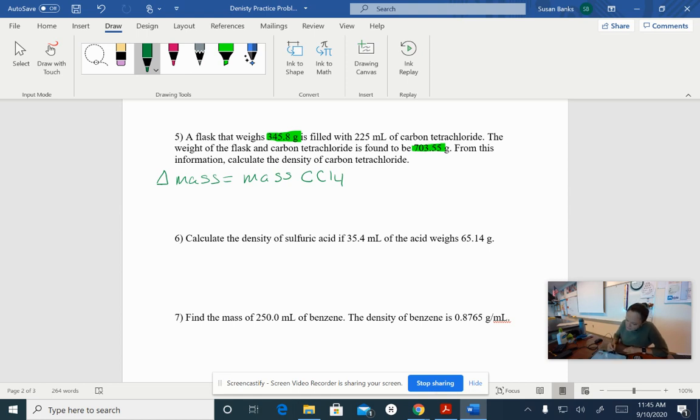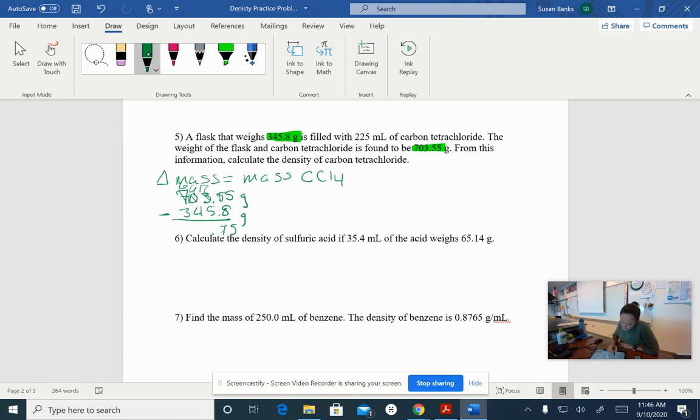So I'm going to take the mass with the carbon tetrachloride, which is 703.55 grams, and I'm going to subtract the mass of just the flask. Okay, so when I do this, 5 minus 0 is 5, 5 minus 8, ooh, I have to carry, don't I? So 15 minus 8 is 7. 2 minus 5, I'm going to have to carry again.